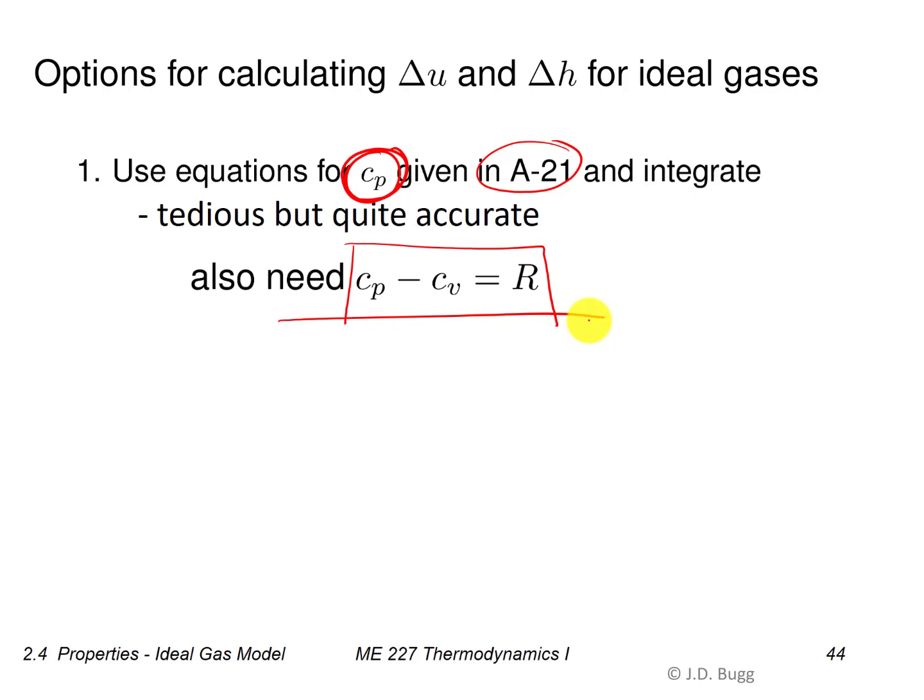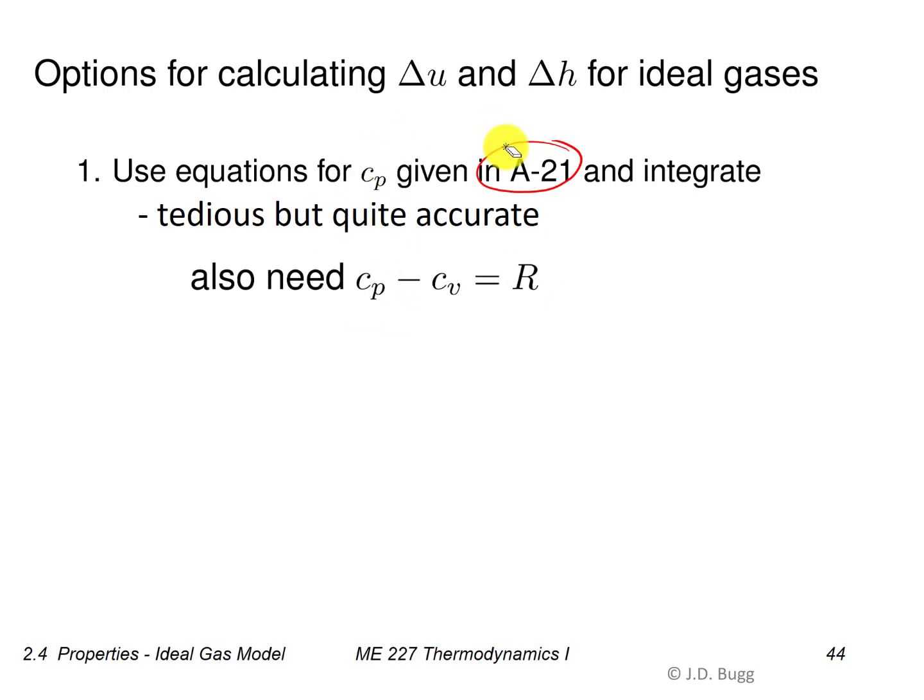So what that means is if you know one of these, then you know the other, because presumably you know what gas you're dealing with, so that gives you R. So if you're given either Cv or Cp, you can always use this expression to get the other one. So table A21 doesn't actually give any information about Cv. It relies on you using this to get Cv if you need it.